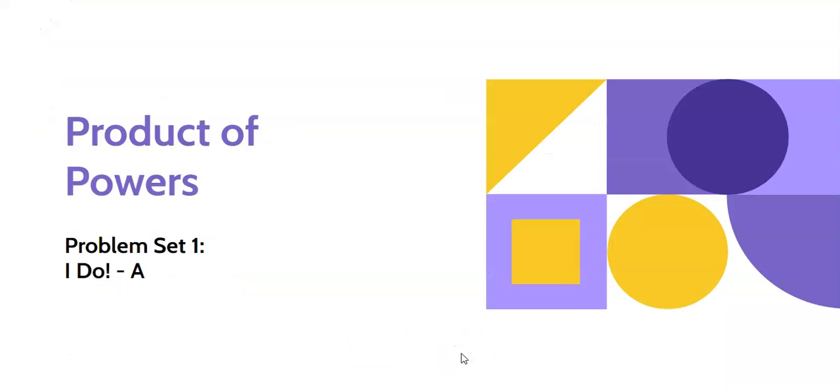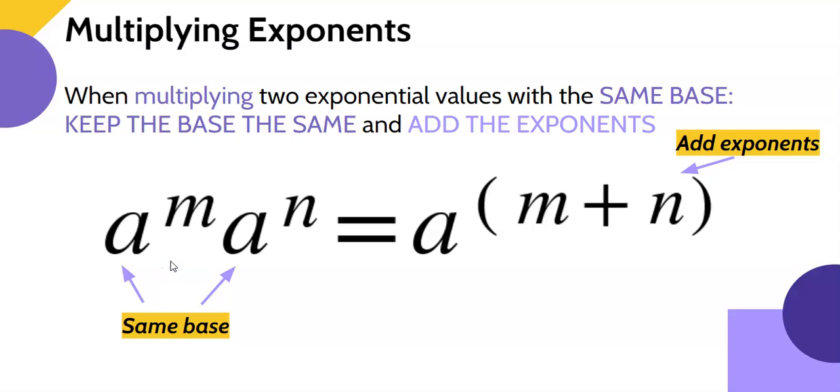Now we're going to get into the product of powers. It's specifically in this video, and we're going to go over our problem set 1, and I'll be doing the problem set 1 in column A. But first off, as a recap, multiplying exponents: when we're multiplying two exponential values with the same base, notice they're both a, keep the base the same, so notice I kept a, and add the exponents, so I added my m plus n.